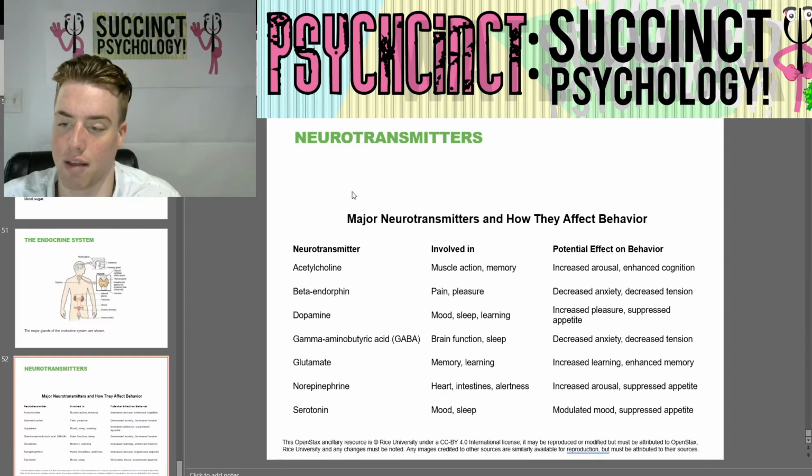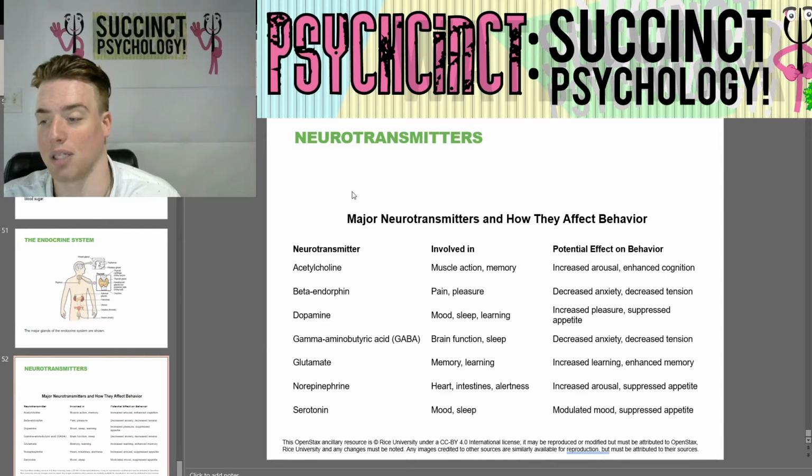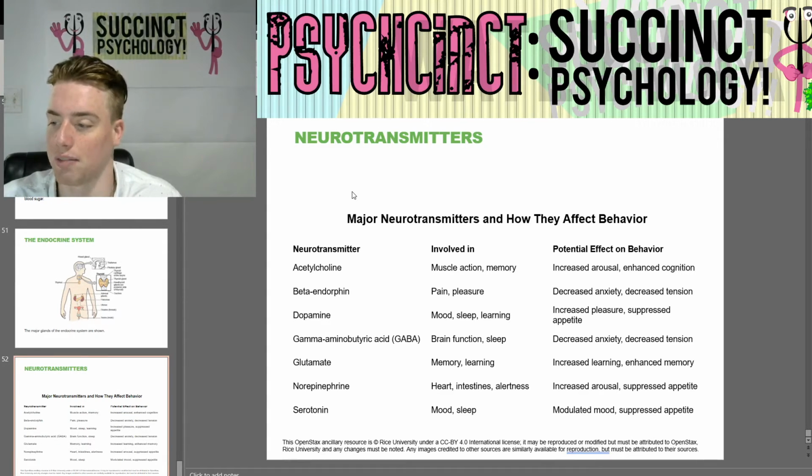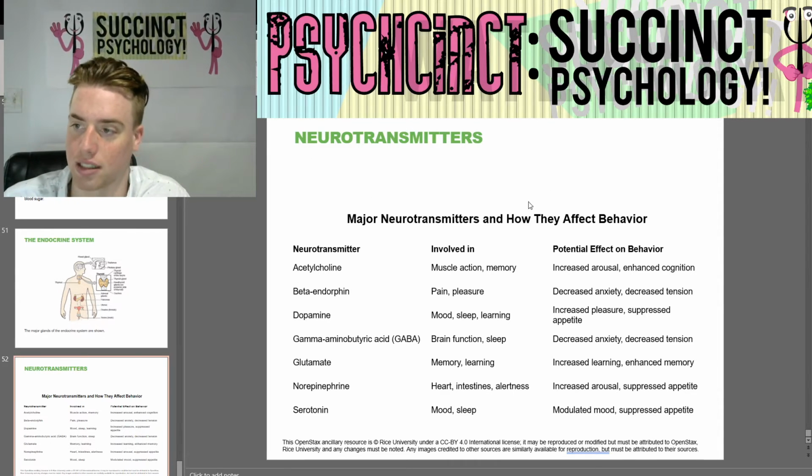Then gamma aminobutyric acid, or GABA, which is brain function and sleep, and its effect is decreased anxiety and decreased tension. Then you have glutamate, which is memory and learning, and it can affect your behavior by giving increased learning and enhanced memory. Then norepinephrine, which is your heart, intestines, and alertness, and it can affect your arousal and suppress your appetite. And finally, serotonin, which is mood and sleep, and the potential effect is a modulated mood and a suppressed appetite. So that's a nice list of neurotransmitters.